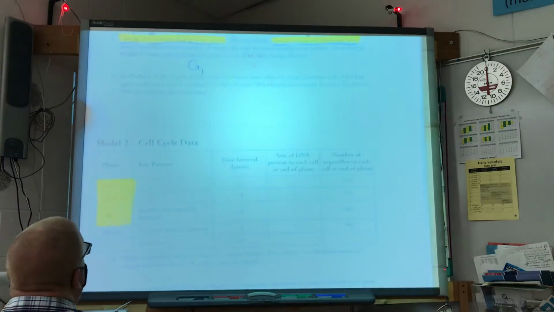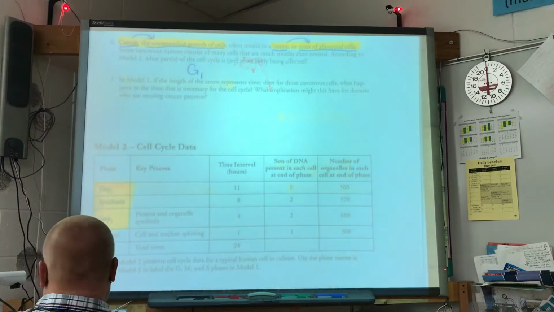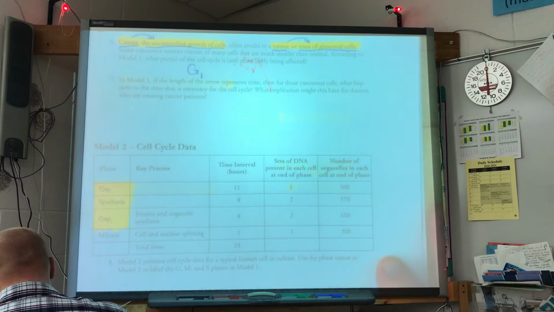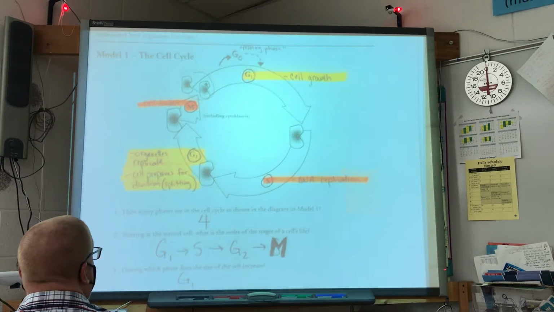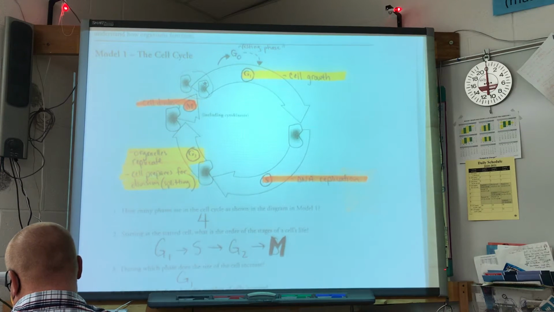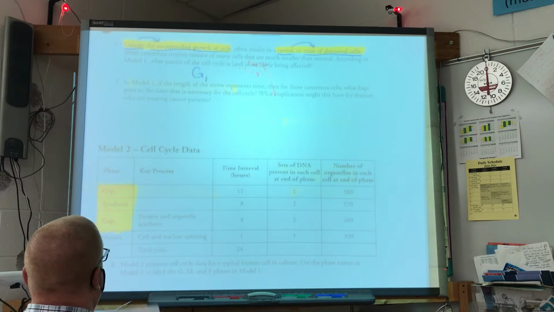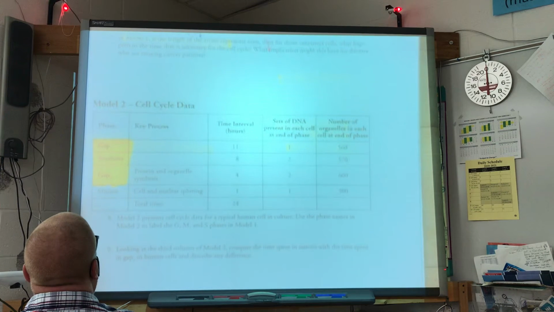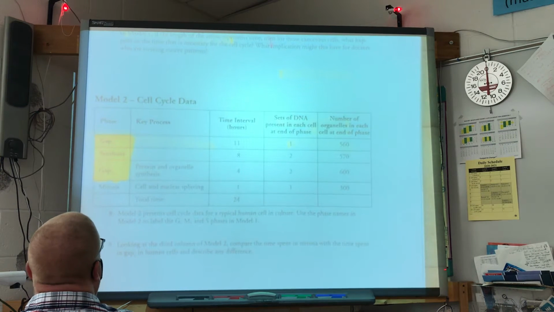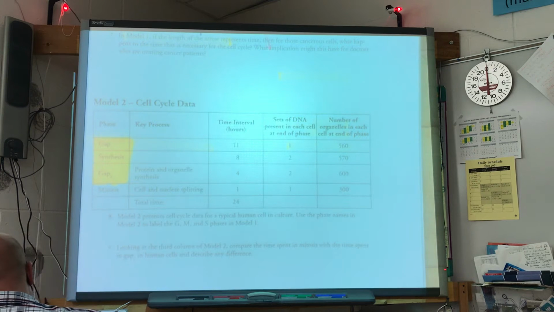Okay. Now, number 7 talks about if the arrows represented in model 1 are the time it takes for a cell to divide, or if we peek down at model 2, they have some times listed for us. In model 2, they say that if you add up the G1, S, G2, and M, it adds up to 24 hours. G1 takes up 11 out of the 24 hours, about half, right? About half of the time a cell goes through its cycle, it is in G1.